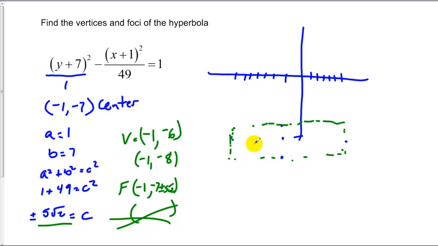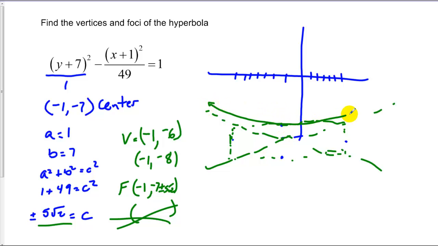We need that. Then if I wanted to finish sketching this thing, I could draw my asymptotes through that center point, even though I know I'm not asked to sketch in this case. And then I draw my hyperbola such that it goes through the vertices and approaches the asymptotes, again making sure it opens up and down.